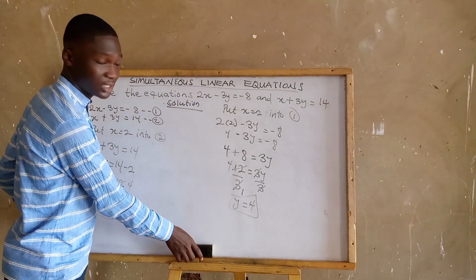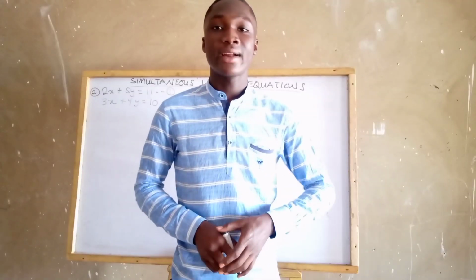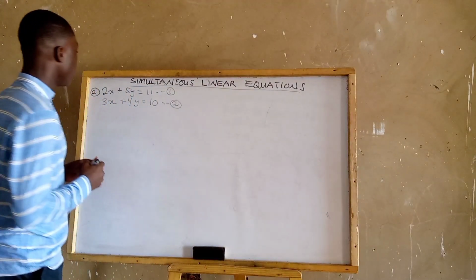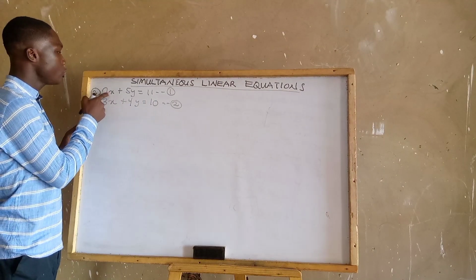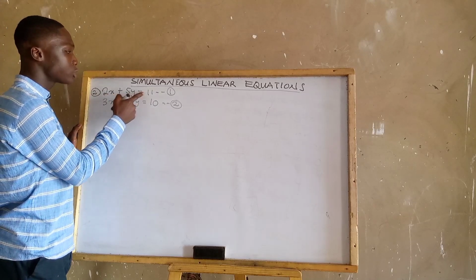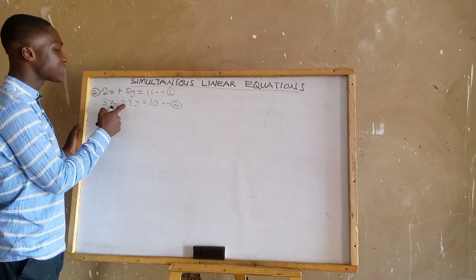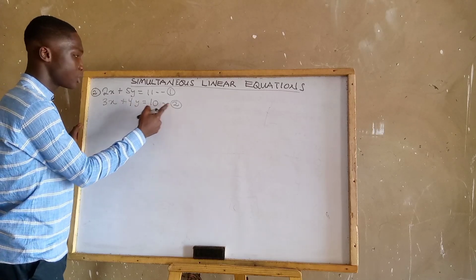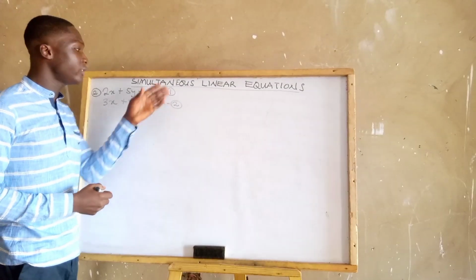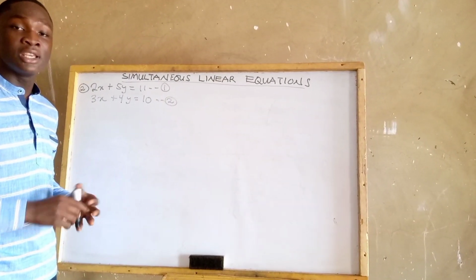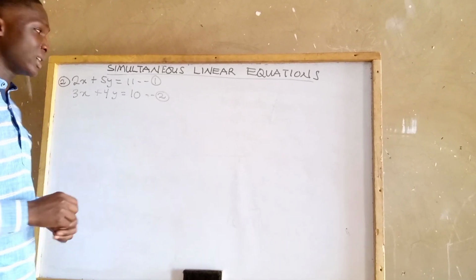Let's solve our next question. We have 2x plus 5y is equal to 11 as equation 1, and 3x plus 4y is equal to 10 as equation 2. Let's solve these two equations simultaneously using the elimination method.